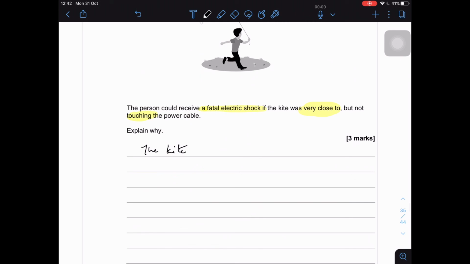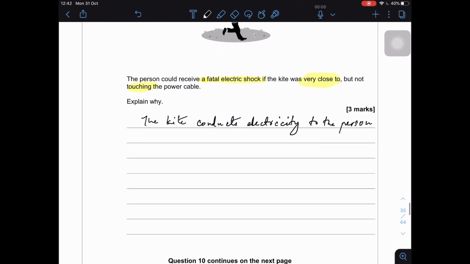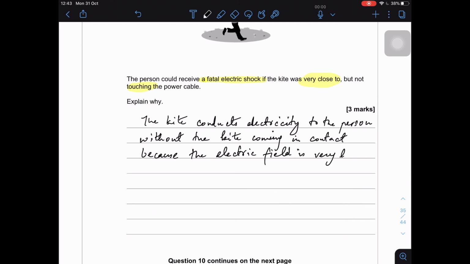All right. The kite conducts electricity to the person without the kite coming in contact, because the electric field is very high, causing the air to be ionized.